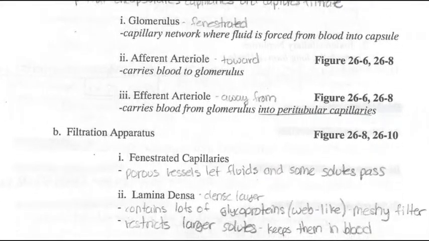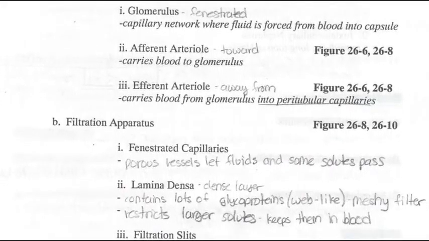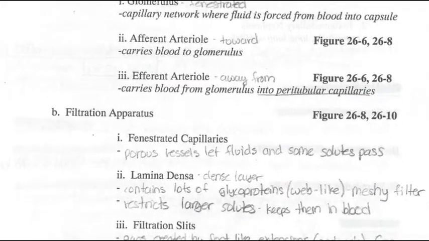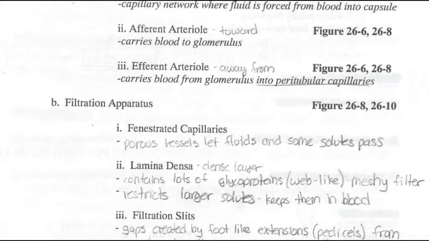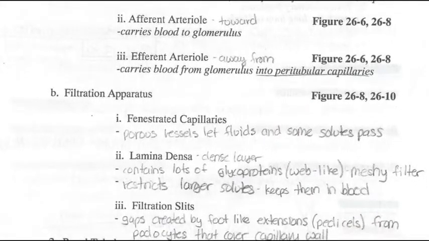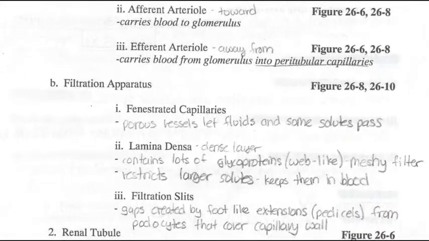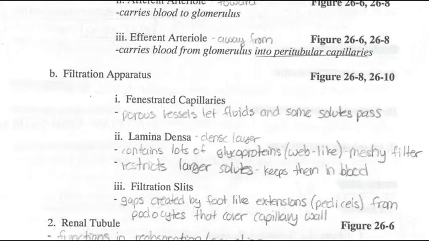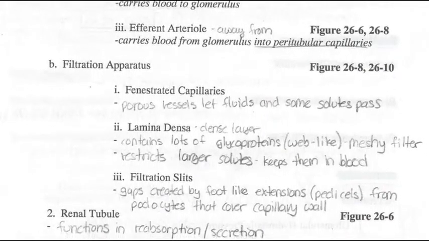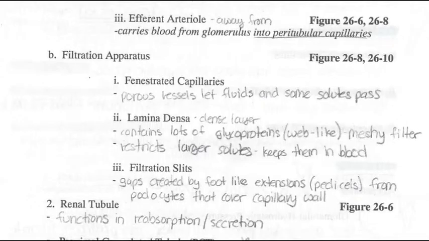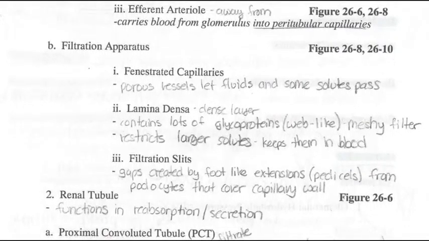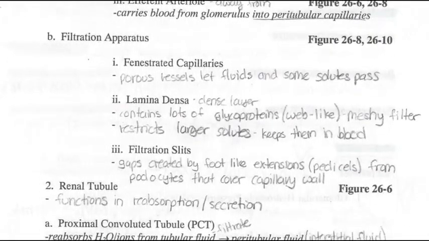The lamina densa is a dense layer. It contains lots of glycoproteins, which are a web-like meshy filter. It restricts larger solutes and keeps them in the blood. Filtration slits. These are gaps created by foot-like extensions called pedicels from podocytes that cover the capillary wall.